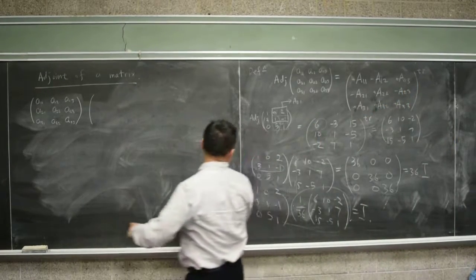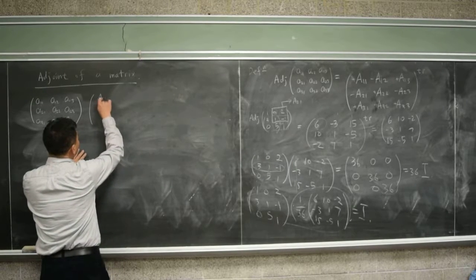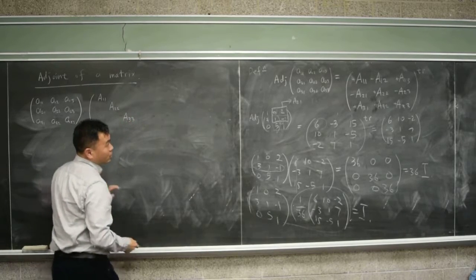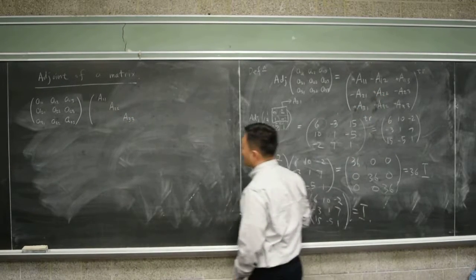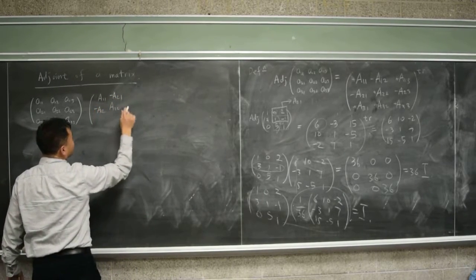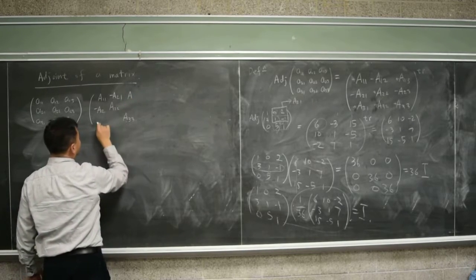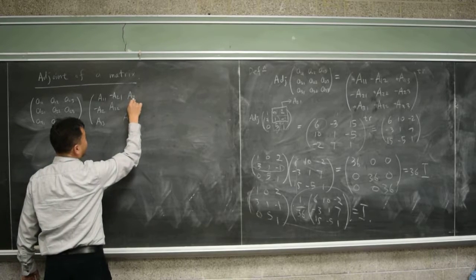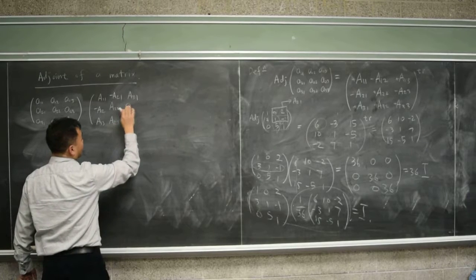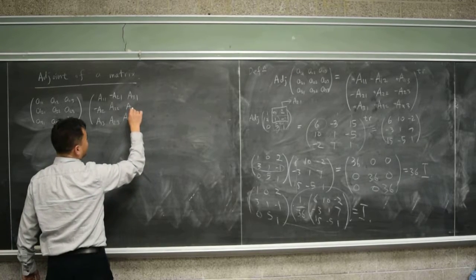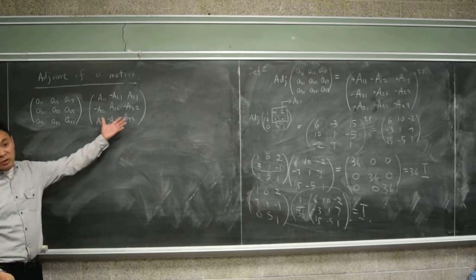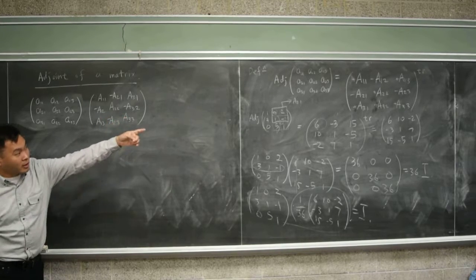So let's see. The diagonals don't change, so it's A11, A22, A33. Those don't change, but these two switch places. So it's A12 here and A21 here with minuses. And here is A13 and there's A31. Those two switch places. And A23, A32 also switch places. So that's what we call the adjoint, right? This is the adjoint that I just wrote there.